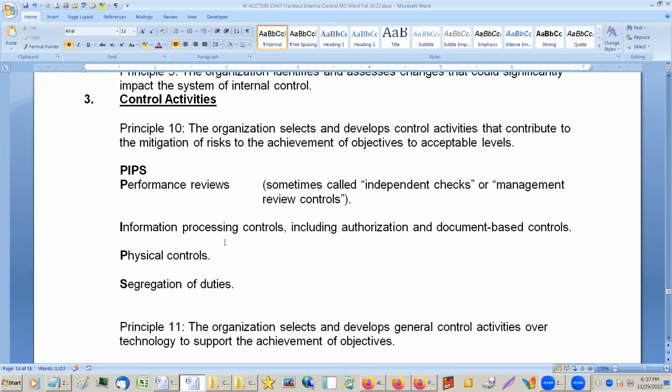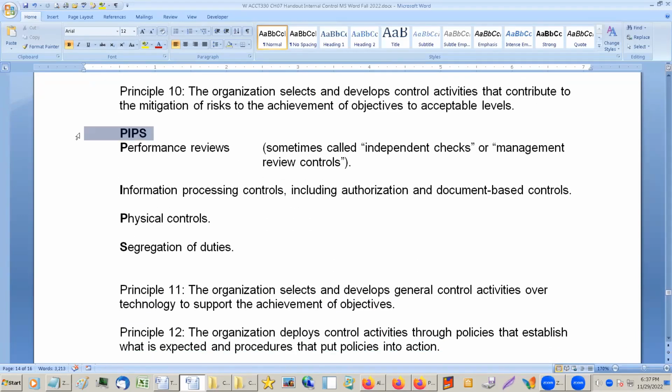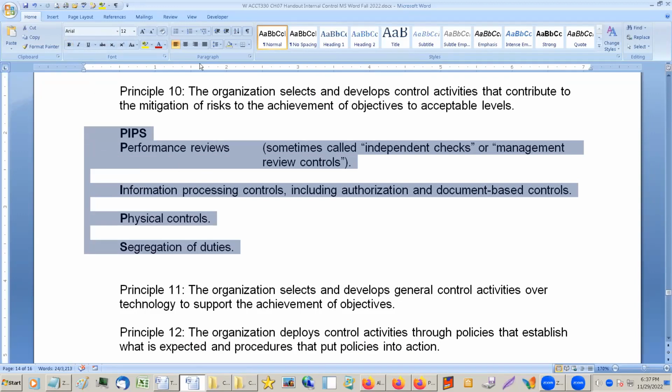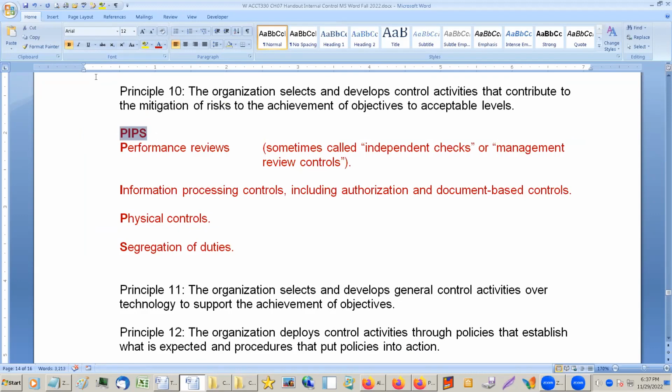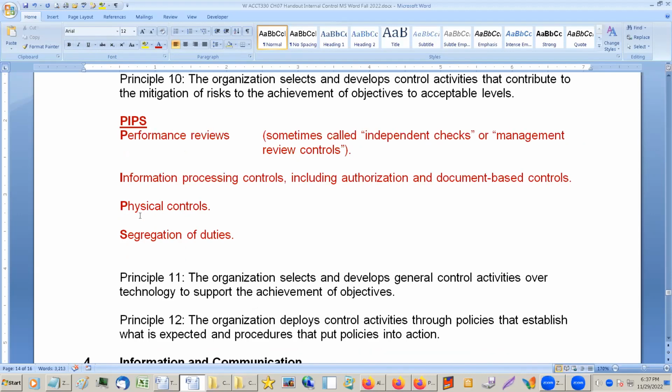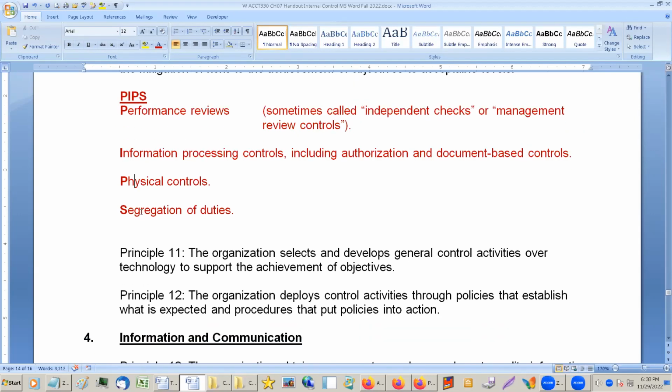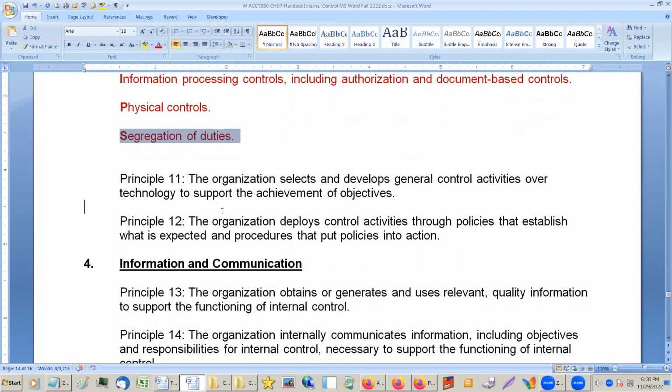Control activities. This is something that gets tested on the CPA exam. You remember it by PIPs. And the new one is authorizations are in here too. Performance reviews, we talked about those. Information processing, physical controls, keeping things locked up, and segregation of duties, which is obviously the big one for us.